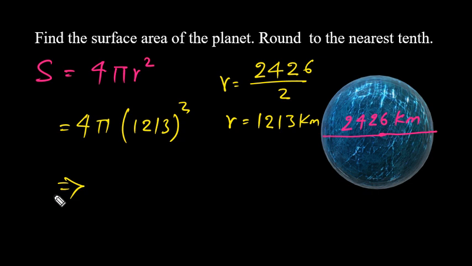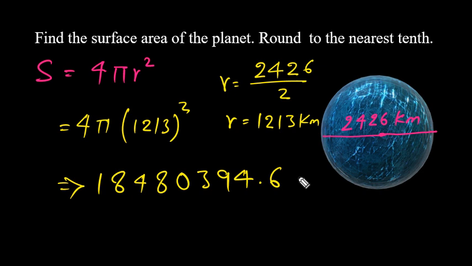Multiply 4 by the pi value, which is 3.14, and that comes out as 1848039.6 kilometer square. Now you will have to change it into the standard form. So you must know the standard form.